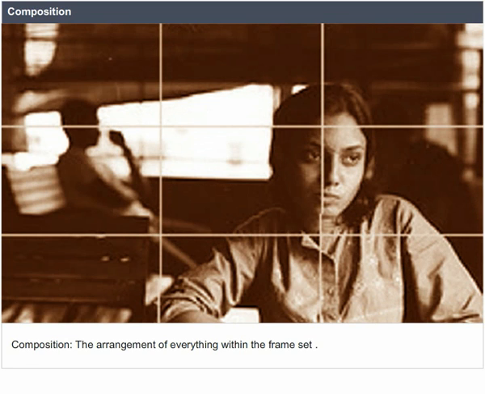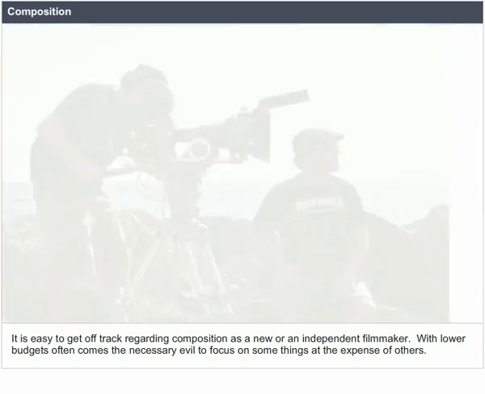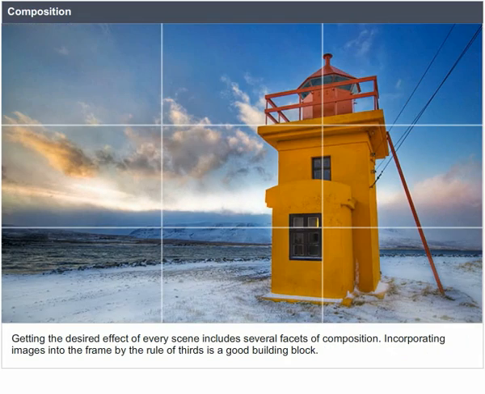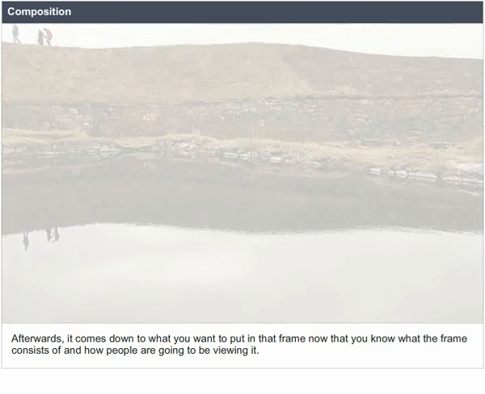Composition, the arrangement of everything within the frame set. It is easy to get off track regarding composition as a new or an independent filmmaker. With low budgets often comes the necessary evil to focus on some things at the expense of others. Getting the desired effect of every scene includes several facets of composition. Incorporating images into the frame by the rule of thirds is a good building block. Afterwards, it comes down to what you want to put in that frame, now that you know what the frame consists of and how many people are going to be viewing it.